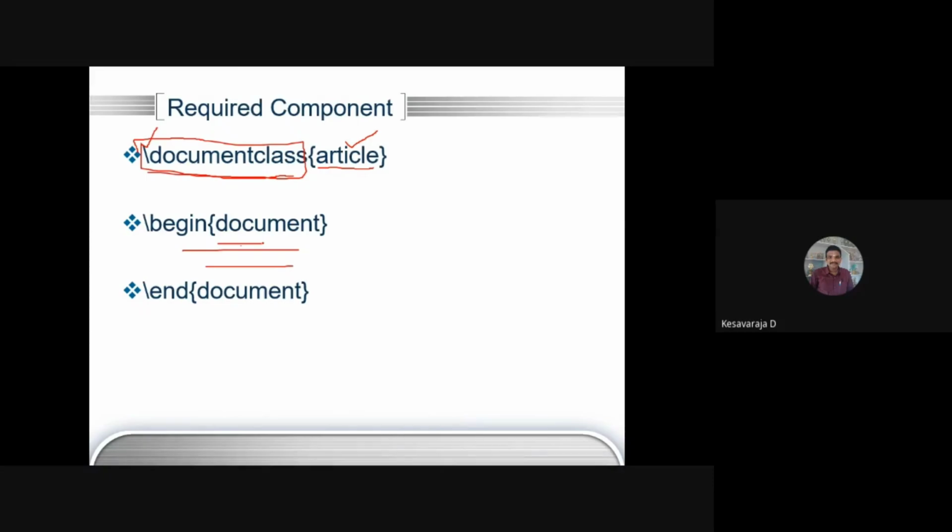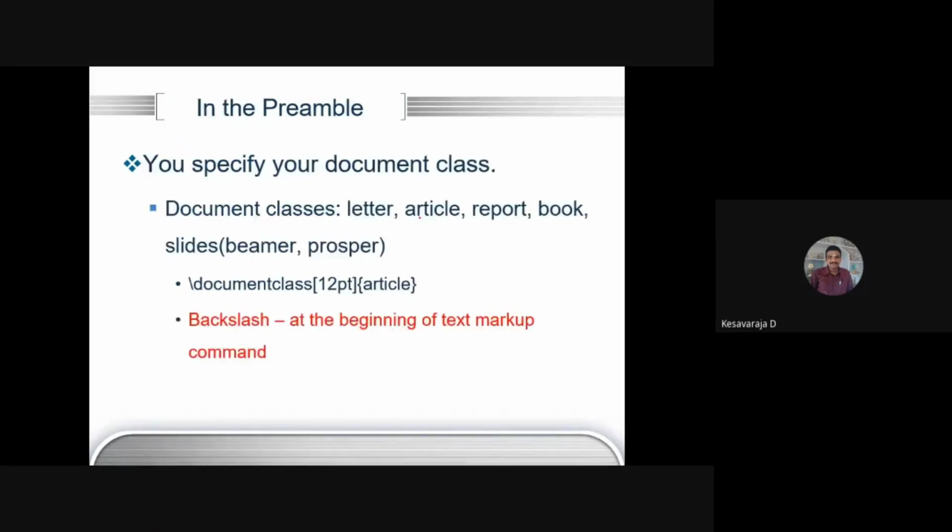So there are three important statements: \documentclass with the name of the class, \begin{document} and \end{document}. Inside that you will write your entire content. Each and every markup starts with a backslash. If needed, you can specify an optional parameter, but now it's not needed. Some of the document classes are letter, article, report, book, and for preparing PowerPoint presentations, that is slides, Beamer and Prosper. If needed, you can change to \documentclass letter, \documentclass report, \documentclass book, like that. So automatically the entire document is formatted.